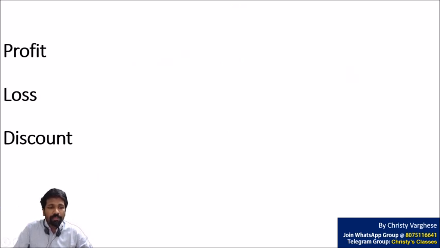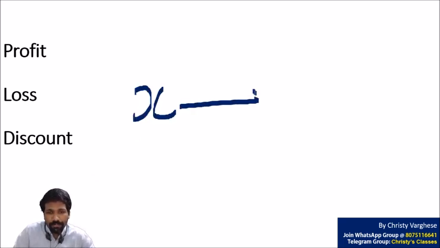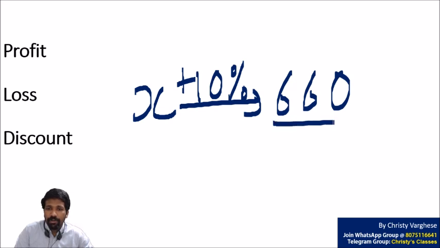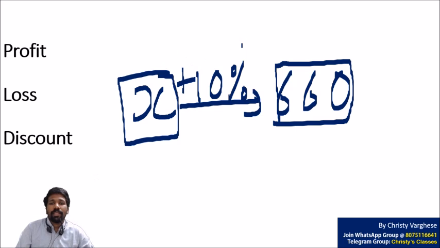Now this profit and loss can be asked in a different way, where the cost price of the investment is missing. I invested some money and I got a return of 10%. Sorry, I got a profit of 10%. And finally the money I have got is 660 rupees. Finally I have got 660, which means on my investment 10% extra I am getting.